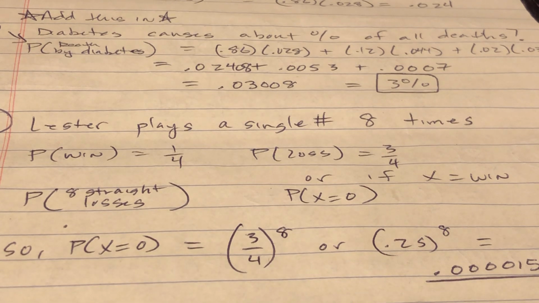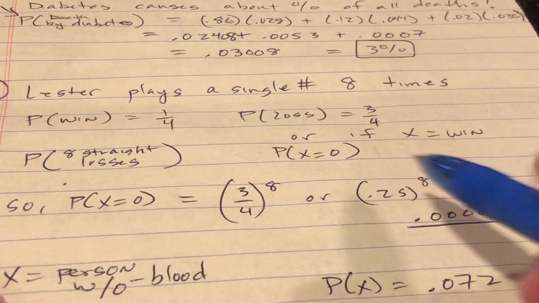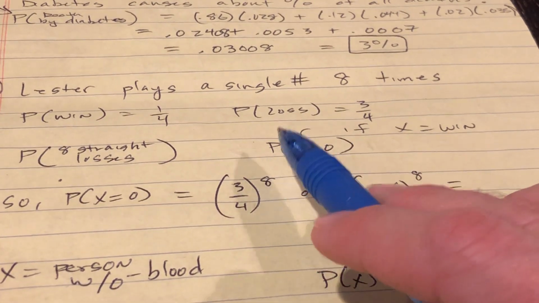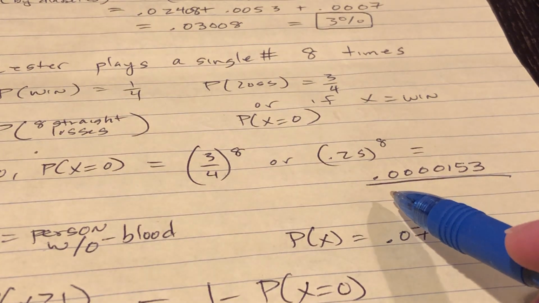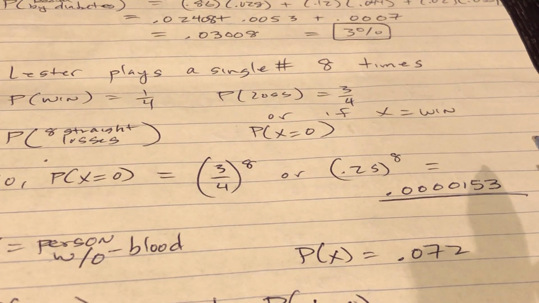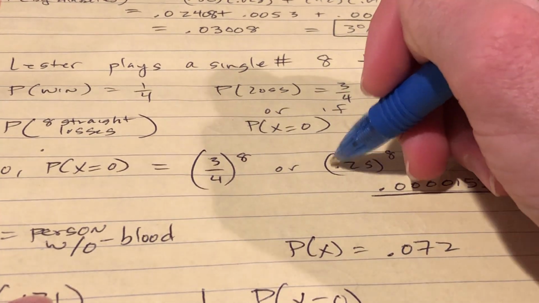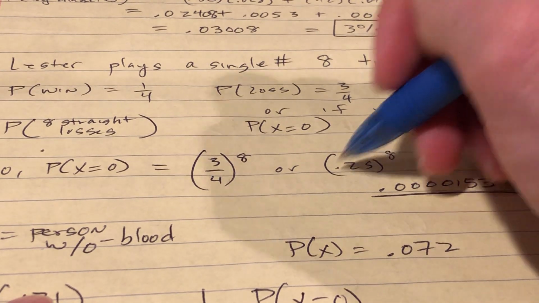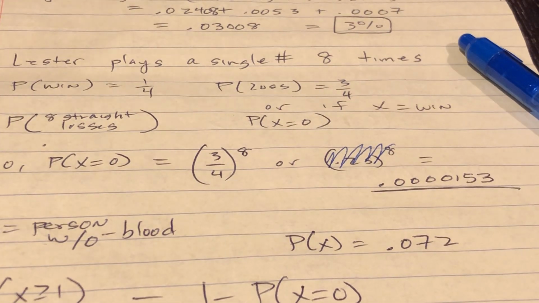All right, what is the probability that all 8 bets lose? Probability of winning is a quarter. Probability of a loss is 3/4. Probability of 8 straight losses. Or if X is a win, the probability that X is 0 is 3/4 to the 8th. Yeah, the probability of losing 8 straight times.